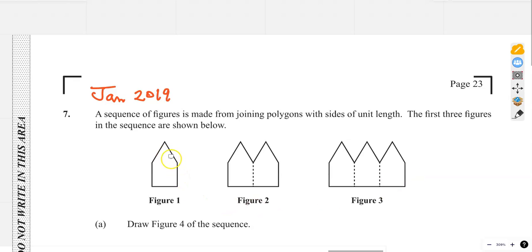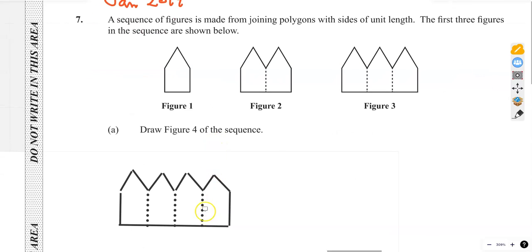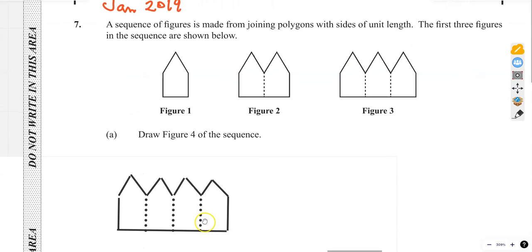At the top we have 2 in the first figure, but in the second we have 4. In the third we have 6 at the top. So in the fourth we should have 8 lines at the top. Okay, so at the bottom you can see it's going up like counting numbers, so it's n. So let's draw the figure. We should have something looking like this.